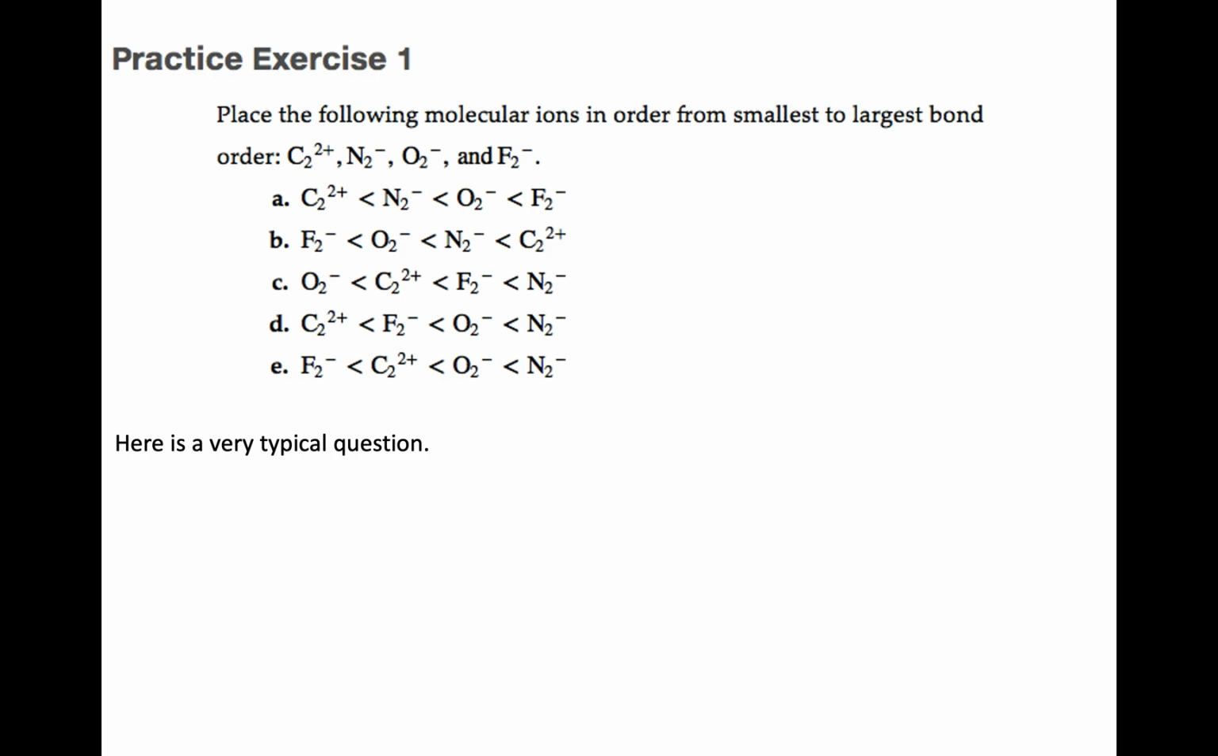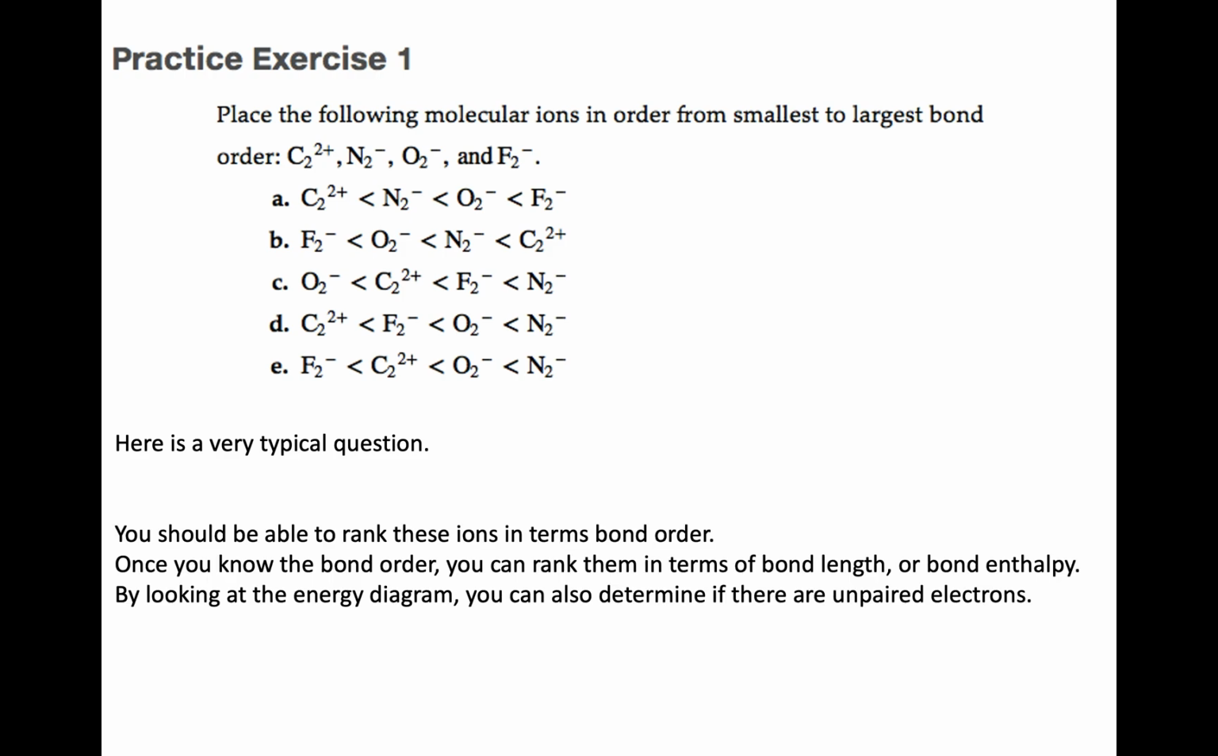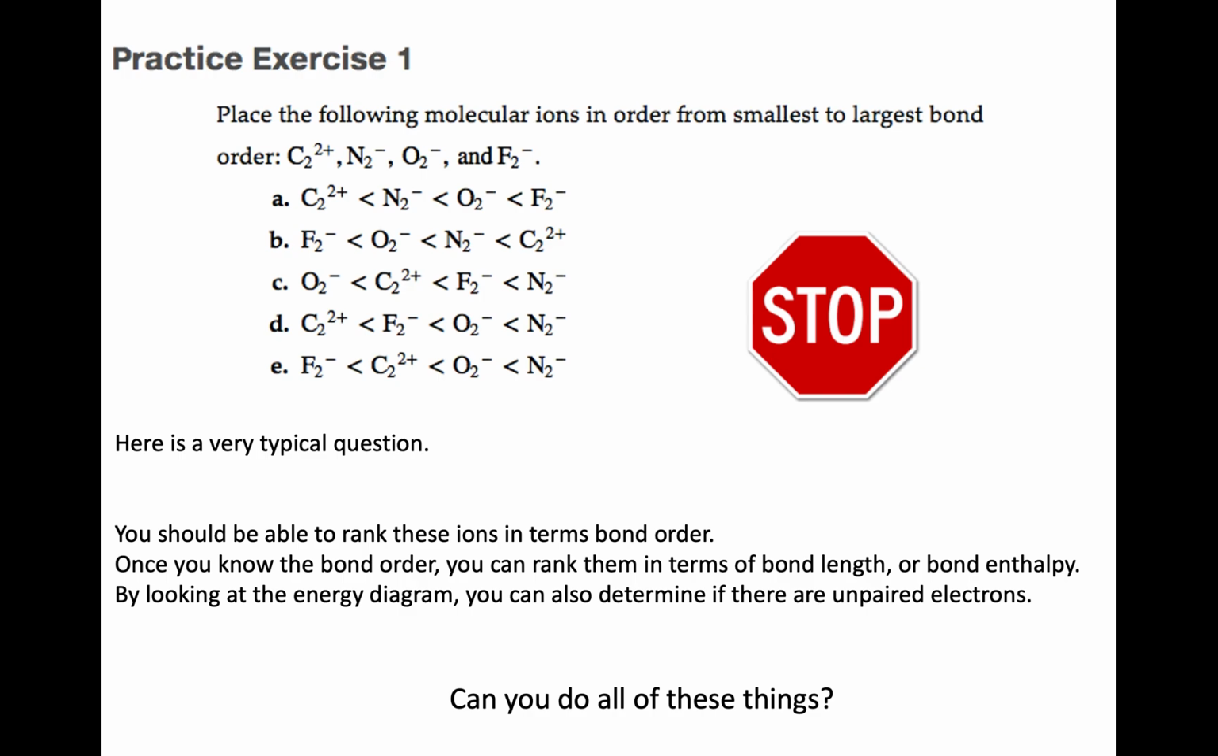Here's a very typical question on this topic. You should be able to rank these ions in terms of bond order. You can consult an energy level diagram, but you need to choose the correct one and add the correct number of electrons. Once you know the bond order, you can rank them in terms of bond length or bond enthalpy. By looking at the energy level diagram, you can also determine if there are unpaired electrons. Can you do all of these things? Which of these are you confident with? Which ones do you need more practice? Give me some feedback.